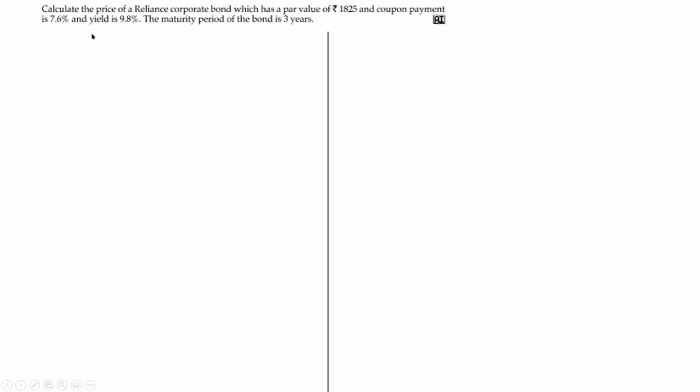Question. Calculate the price of a Reliance corporate bond which has a par value of rupees 1,825 and coupon payment is 7.6% and yield rate is 9.8%. The maturity period of the bond is 3 years. So here the face value of the bond is given. The redemption value is also equal to the face value since nothing is given about the redemption price. The coupon rate is 7.6% and yield rate is 9.8%. Maturity period is 3 years.